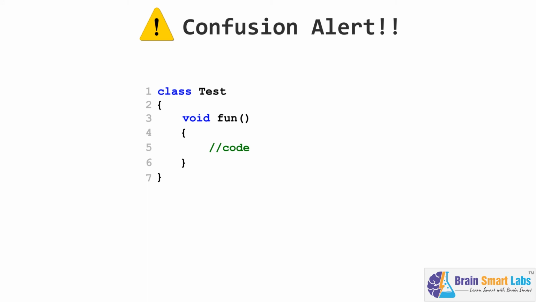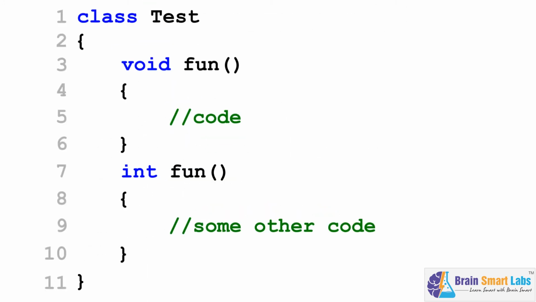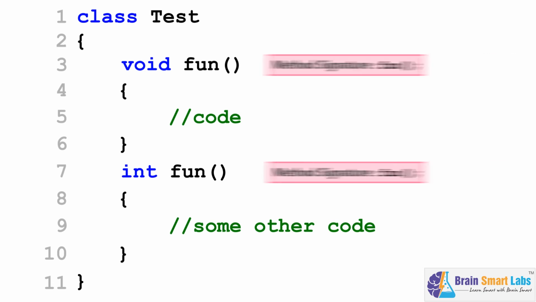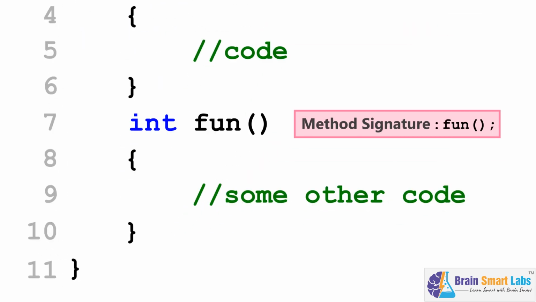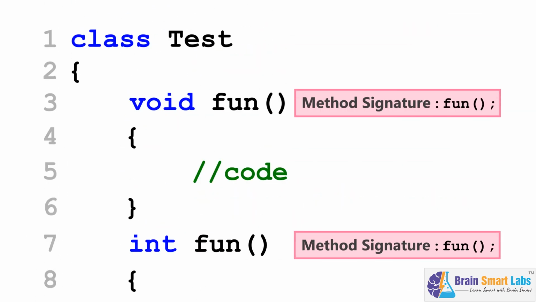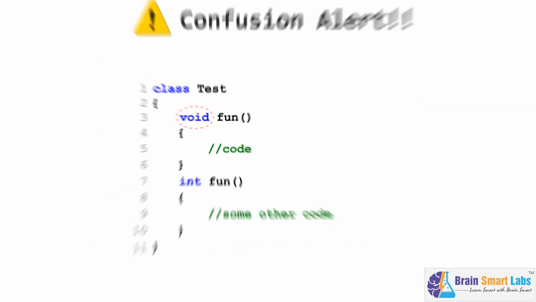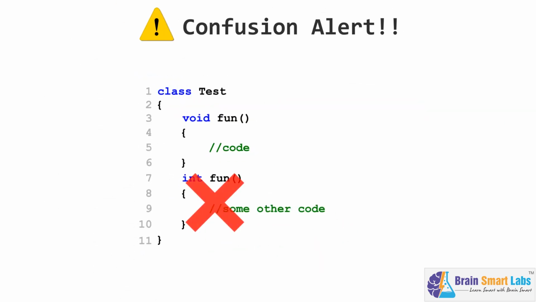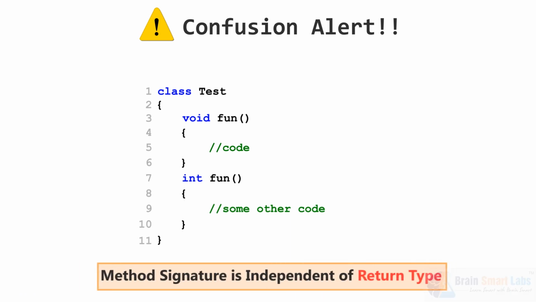If you see the next example, the first method fun has void as its return type with no input parameters. The second method fun has int as its return type, and even this method does not have any input parameters defined. As the signatures of both methods are one and the same with zero input parameters, if we compile this code, we will get a compilation error. Reason is simple. Method signature is completely independent with respect to return type in Java.